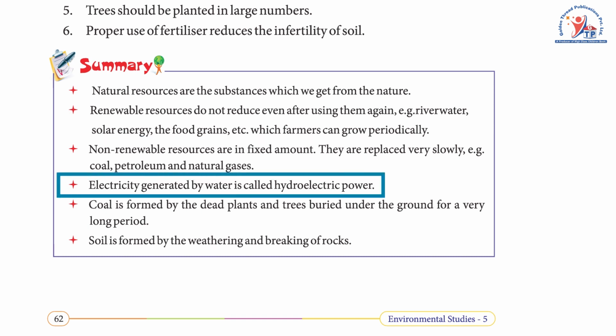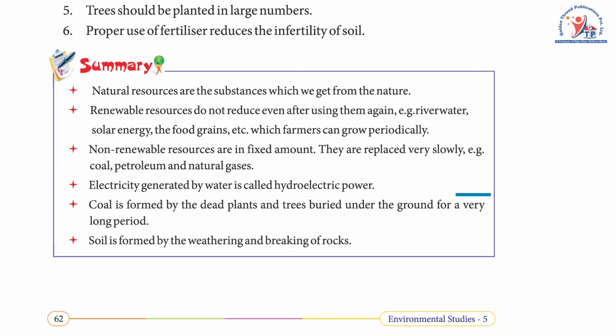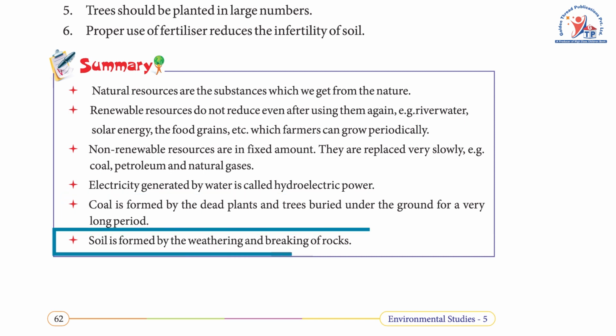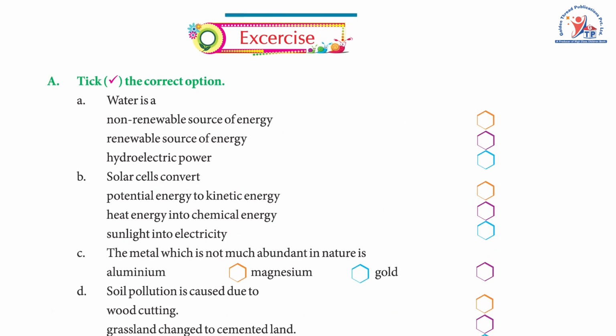Electricity generated by water is called hydroelectric power. Coal is formed by the dead plants and trees buried under the ground for a very long period. Soil is formed by the weathering and breaking of rocks.